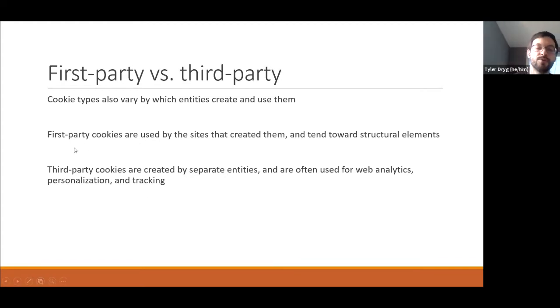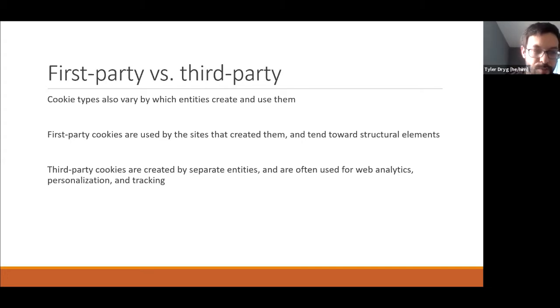First-party cookies are used by the sites that created them, and they tend towards those more structural elements, the functional cookies, sometimes the statistical cookies as well. And so those are the cookies that websites use to make sure their websites work, right? To make sure that you can log into their website and not have to log in continuously, to make sure you can navigate around to different parts of the website, things like that. And then the third-party cookies are created by separate entities and are used for web analytics, personalization, and tracking. So these are more used for those targeted type of cookies.